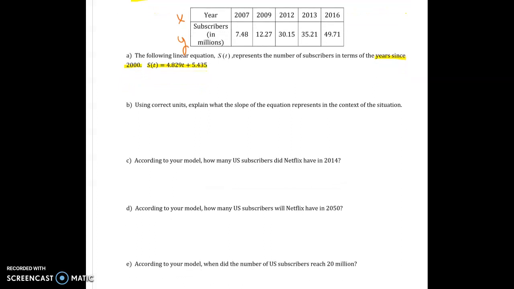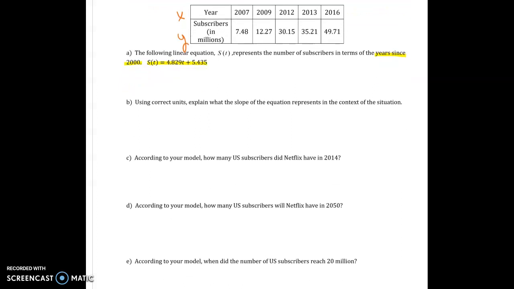All right, using correct units. Again, let's explain what the slope is. So the slope is that number married to x. This is, excuse me, in millions. So now what I'm going to do is take this number times a million, and that turns that into 4,829,000. All right, let's put this with our y's and our x's. So y and x, y is the number of subscribers, and x is the year.